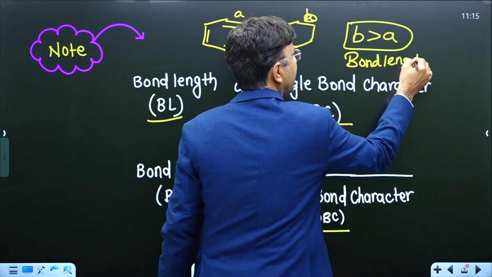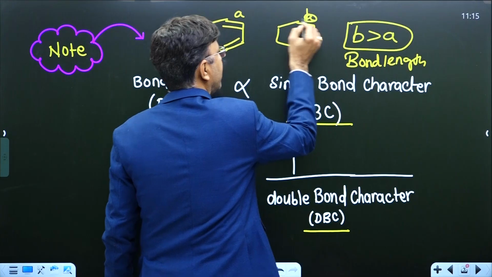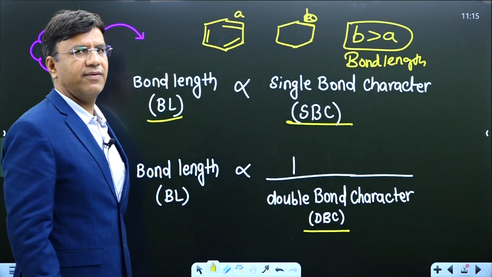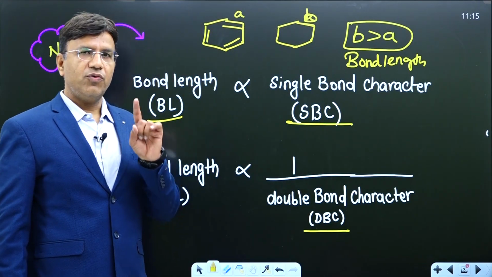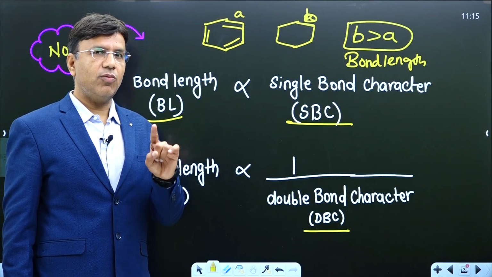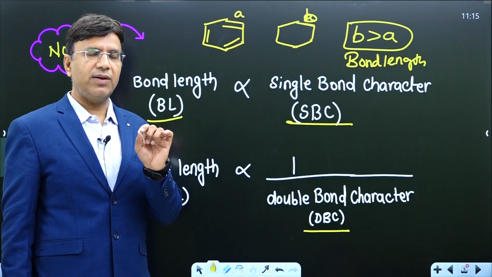Why B is greater than A? Because B has single bond character, A has double bond character. Got it? You have to focus only on single bond and double bond character while comparing bond length.